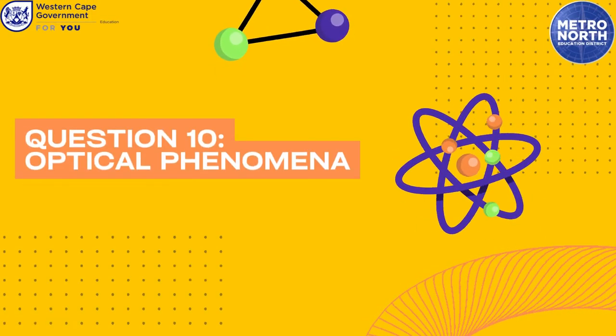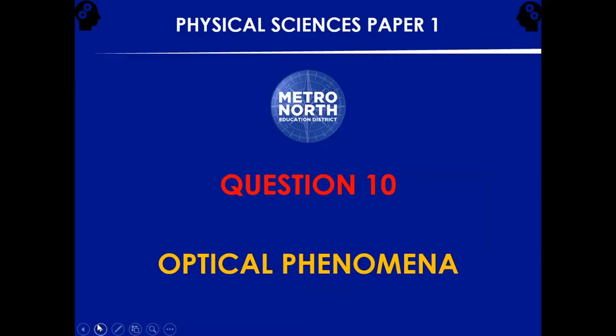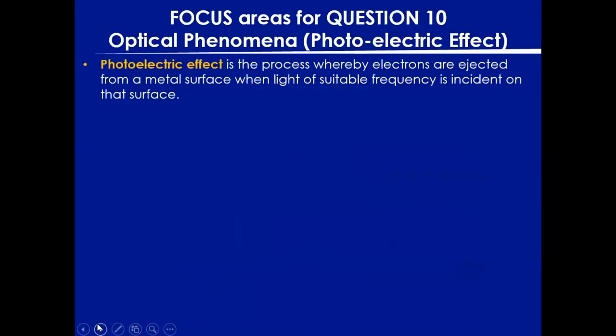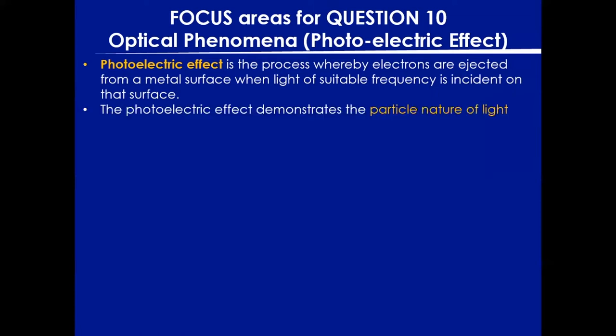In this lecture, optical phenomena or photoelectric effect, right? So first of all, you need to know the definition. What is the photoelectric effect? It is another recall question where you're going to get 2 marks. It is the process whereby electrons are ejected from a metal surface when light of suitable frequency is incident on that surface. So this tells you that not all light is going to emit electrons, but light of a suitable frequency, right? And the photoelectric effect demonstrates the particle nature of light.